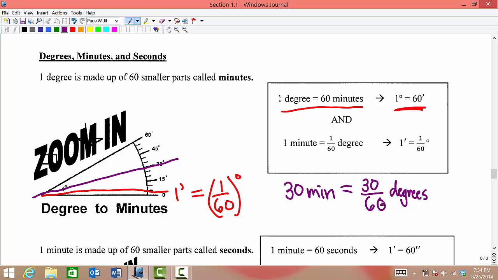And of course, that makes sense. 30 out of 60 degrees would really represent half of 1 degree. So we can use this as sort of like a formula to convert from minutes into degrees.